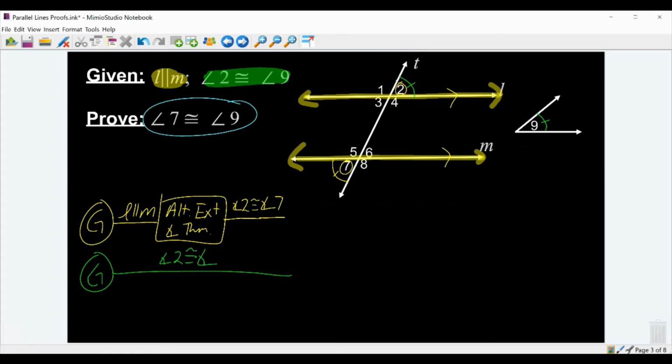So now that I know both angle 7 and angle 9 are congruent to the same angle, they're both congruent to angle 2. You can see that those are shared there. I can now use the transitive property to prove that angle 7 is congruent to angle 9. All right, and I'm just going to fill in my flow chart there to show that those come together. I need two pieces of information to use the transitive property. I need 2 is congruent to 7 and 2 is congruent to 9, and I should always end up with my proof statement, 7 is congruent to 9.